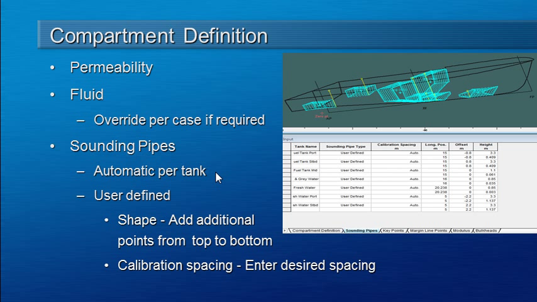A sounding pipe is automatically created for each tank. It has 2 points, one at the lowest part and one at the highest part of the tank. But it's also possible to have user-defined sounding pipes. So you can define your own shape of the sounding pipe by adding additional points from the top to the bottom of the tank to define a polyline that defines the shape of the sounding pipe. Calibration spacing is automatic, but it's also possible to enter your own spacing if required.